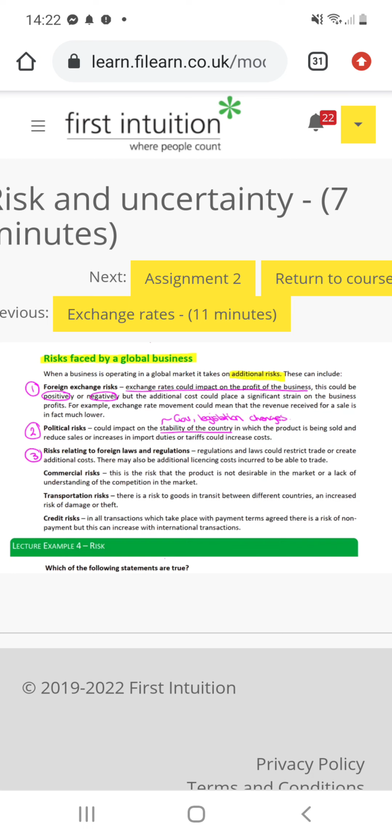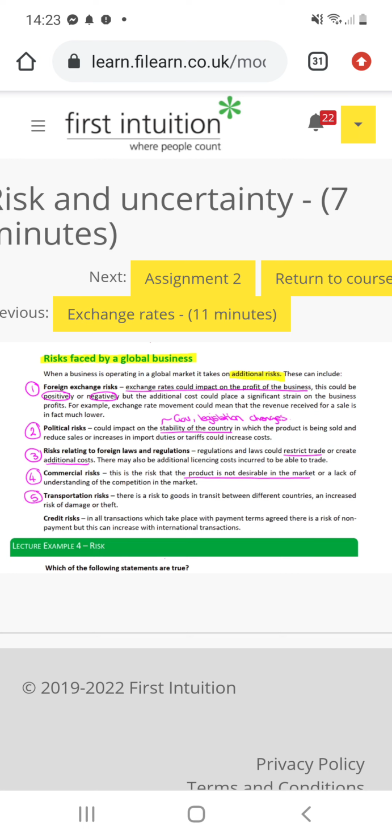This links in to risks relating to foreign laws and regulations. It could mean that trade is restricted. It could mean additional costs for the business. Safety laws, perhaps, on particular products. We also have commercial risks. The risk that a product is not desirable in a particular market, perhaps sun cream in the Arctic. Perhaps that the organisation doesn't understand competition in the new market abroad. So the product that we're trying to sell is not competitively priced.